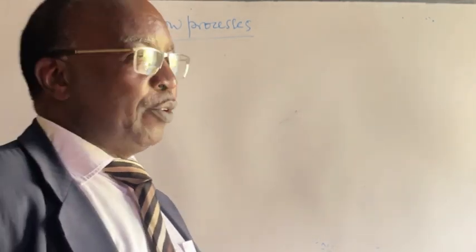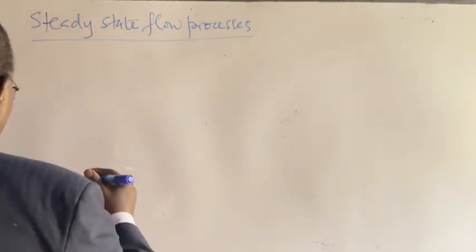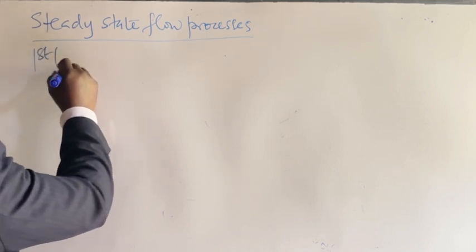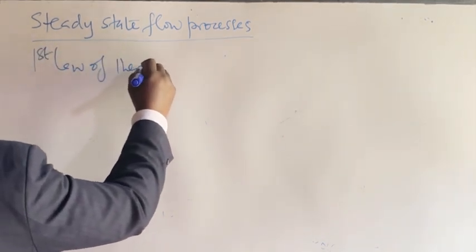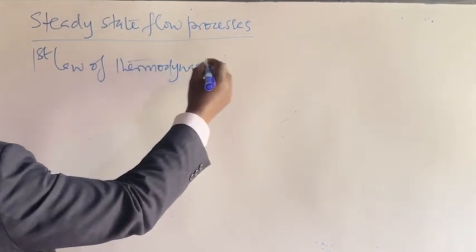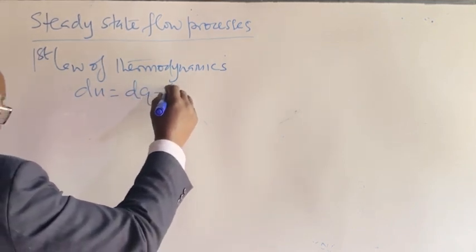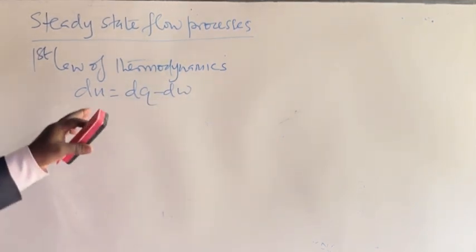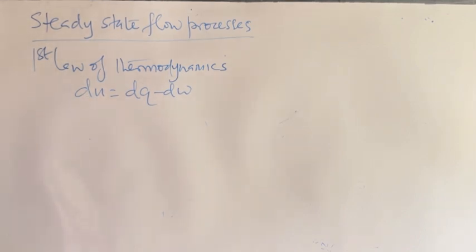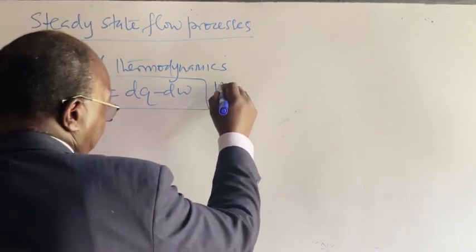And now one of the first things which you have to look at is, we have been used in the first place to the first law of thermodynamics, where we say that the change in internal energy is the same as dq minus dw. And of course, du is change in internal energy, u is internal energy, dq represents heat, and dw is work. But this is for non-flow processes.